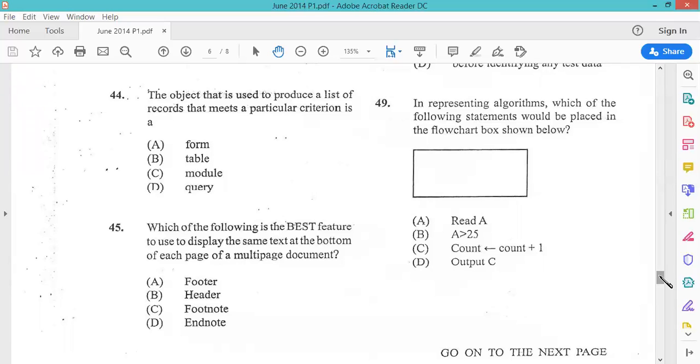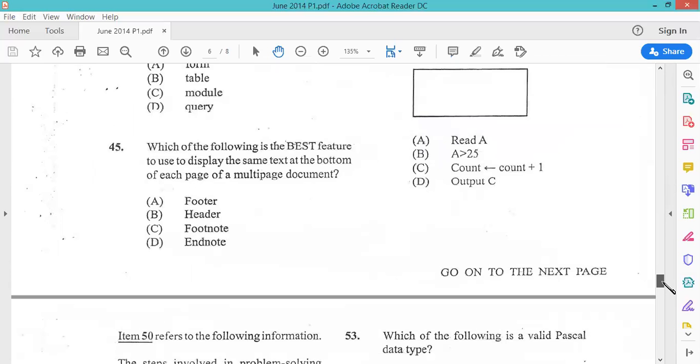In representing algorithms, which of the following statements would be placed in the flowchart box shown below? Easy question. Miss, count? Yeah, count. Count assigned to count plus one, because that is a process. Okay, read A would be input that would go in a parallelogram. Output C would go in a parallelogram. A greater than 25 looks like some if statement business that would go in a diamond. So count equals count plus 1 is a process, so it goes in the square or rectangle.